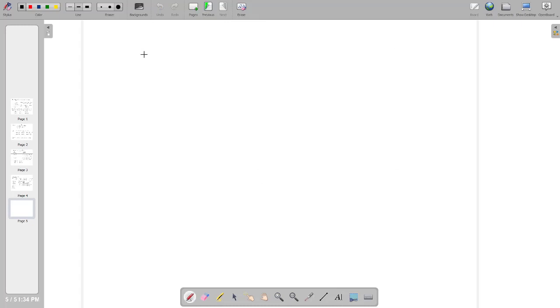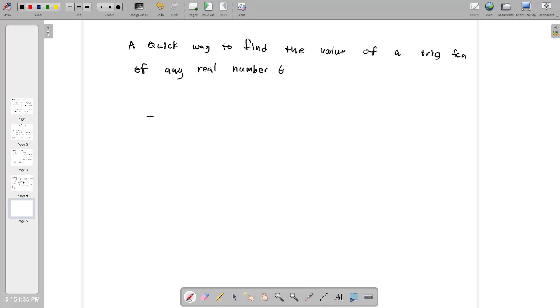Next, I'm going to go over a guideline on how to find the trig function of t-values. Quick way to find the value of a trig function of any real number t. 1. Find the reference number associated with t.